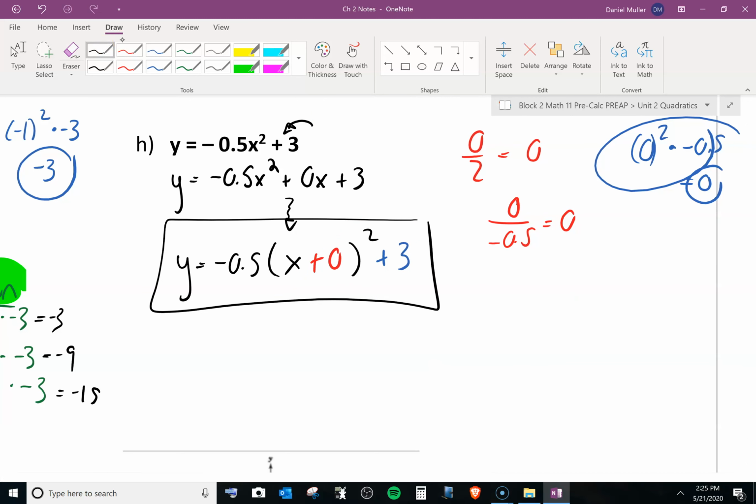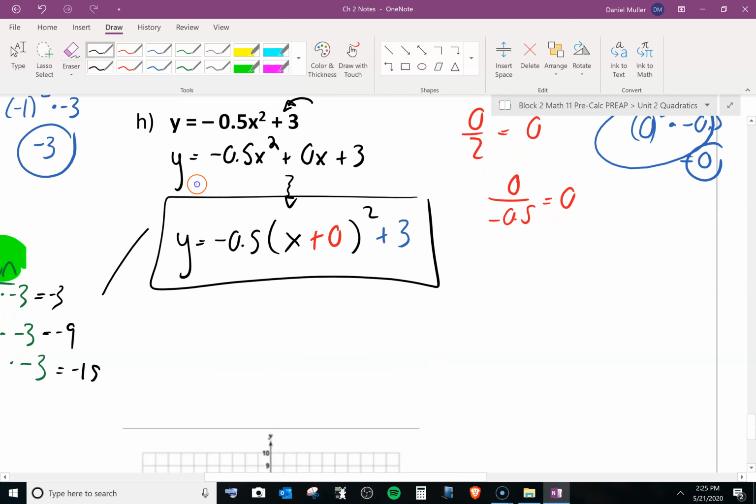Hopefully that makes sense. If it doesn't, you're going to have to ask me some questions. There is an example just like this in the worksheet. So I would guess that you would have tried that before you contact me. But if you do have any questions, feel free to ask.